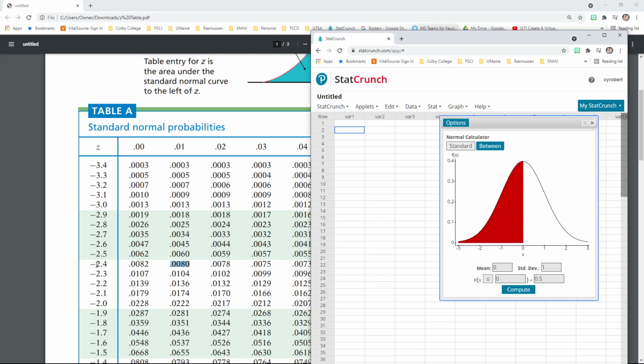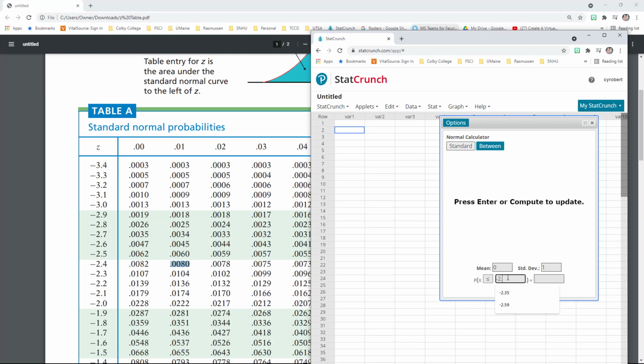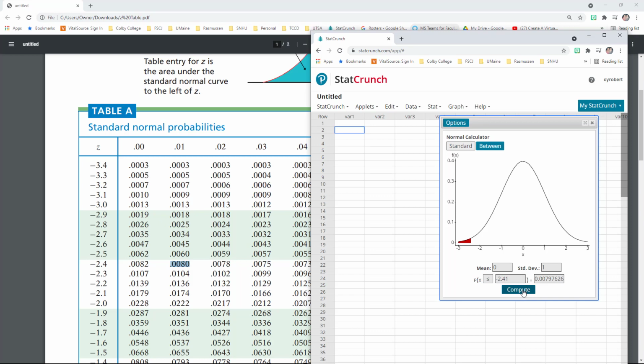Well, let's put in this negative 2.41. So negative 2.41, and I hit compute, and you could see with rounding, that's that same value. And it even shows where it's shaded, which is kind of nice. If you wanted the other side, like say you wanted greater than, you could do 1 minus this value, or you could just change it to greater than.